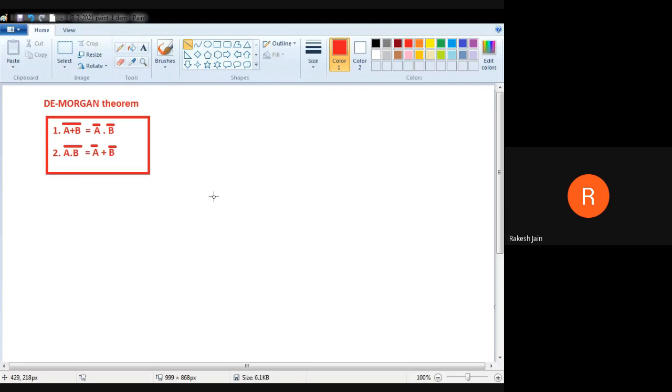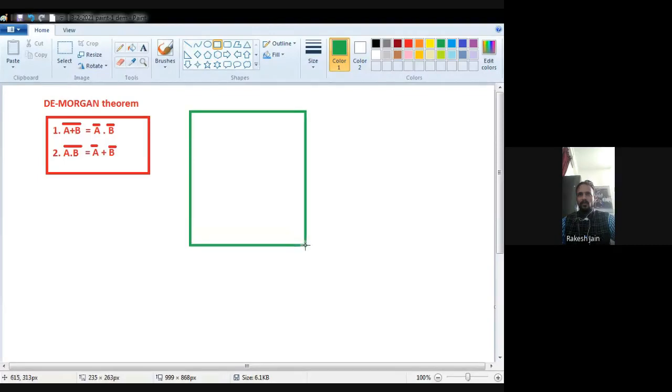And the second statement states that if two numbers have an AND operation between them, like A dot B having a total bar, a complement sign over there, then the AND operation will be converted into an OR operation. So the dot will be converted into a plus with individual bars on the same numbers. So A dot B having a bar is equal to A bar plus B bar. Now we are going to prove these laws. First of all, for A plus B bar is equal to A bar dot B bar.